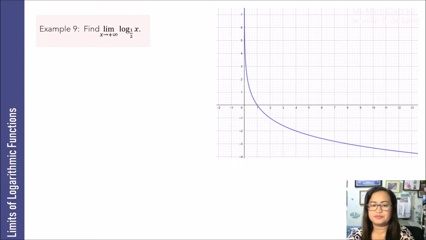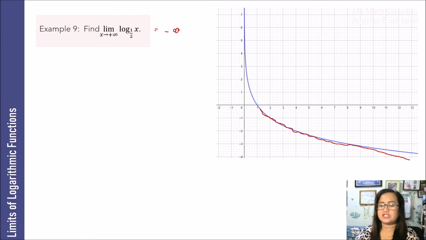Okay, now let's have a second example under the limit of a logarithmic function. Again, it's easier to graph. This is the graph of the function logarithm of x to the base 1/2. Now, as x approaches positive infinity, what can we notice? The value of f of x is decreasing without bound. So therefore, we will have negative infinity.